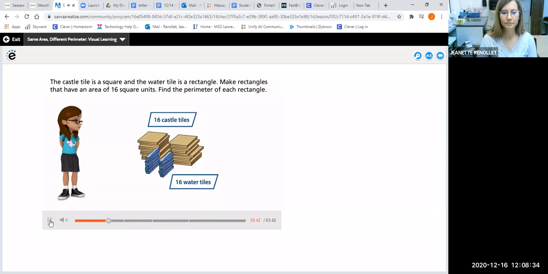The castle tile is a square and the water tile is a rectangle. The castle tiles represent the area and the water tiles represent the perimeter. Make rectangles that have an area of 16 square units. Find the perimeter of each rectangle.